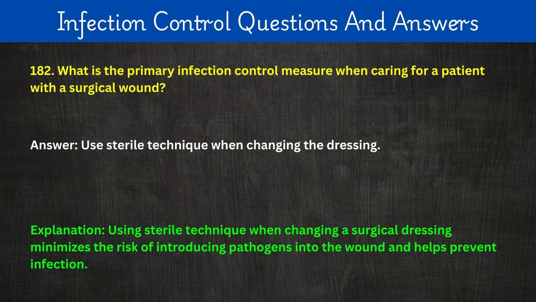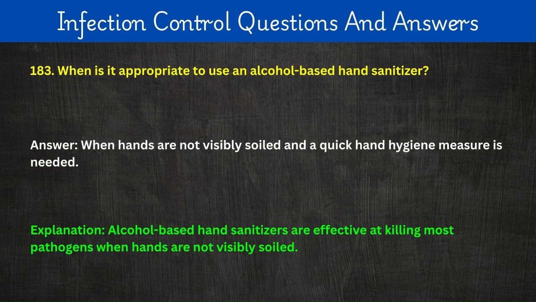183. When is it appropriate to use an alcohol-based hand sanitizer? Answer: when hands are not visibly soiled and a quick hand hygiene measure is needed. Explanation: alcohol-based hand sanitizers are effective at killing most pathogens when hands are not visibly soiled.